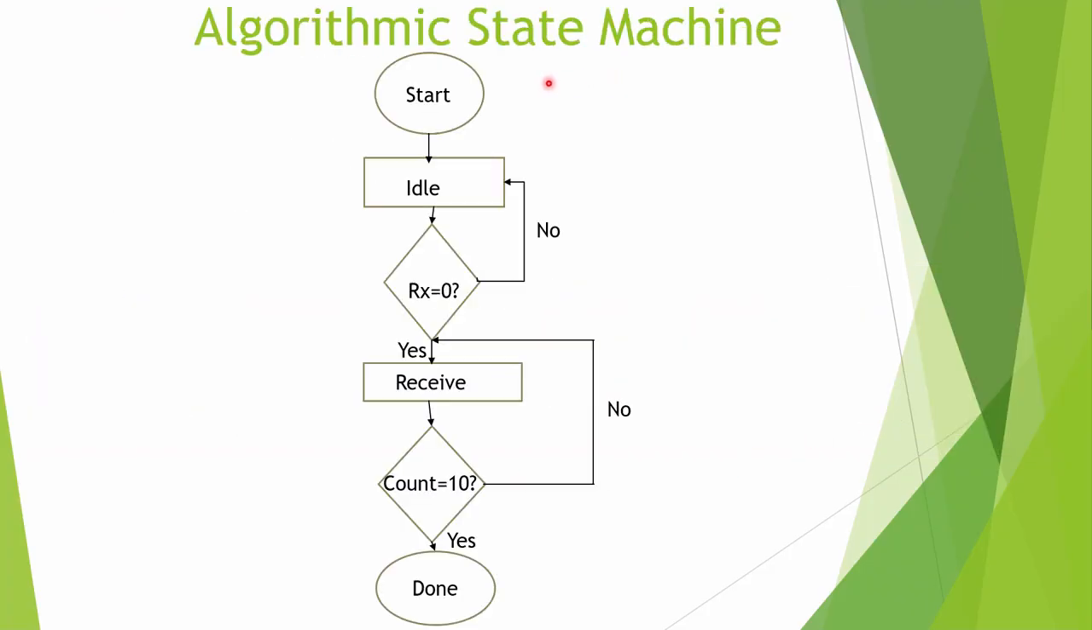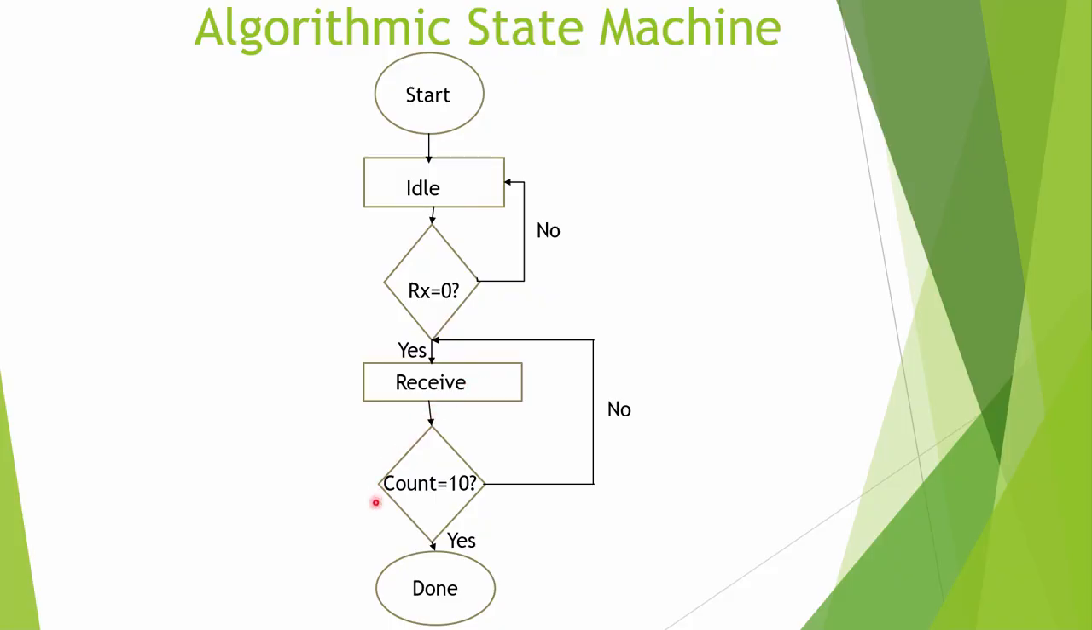This is the algorithmic state machine of the UART receiver. It will start and remain in the idle position. When the first start bit comes, it will check whether it is 0 or 1. If it is 1, it will remain in the idle state. If it is 0, then it will start receiving the bits.